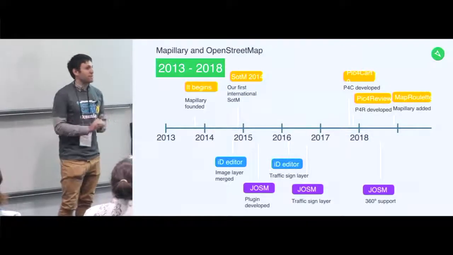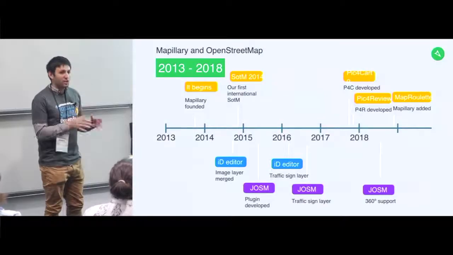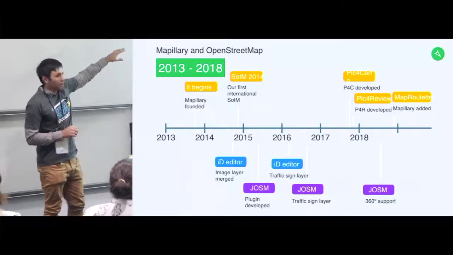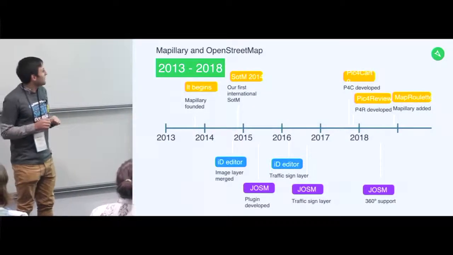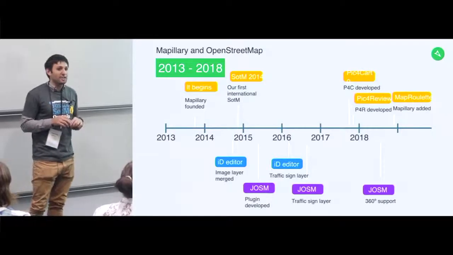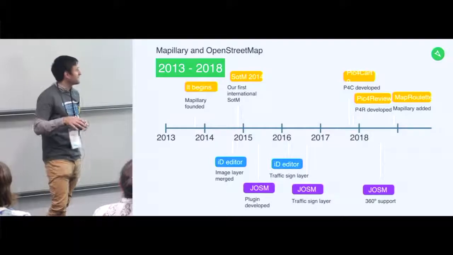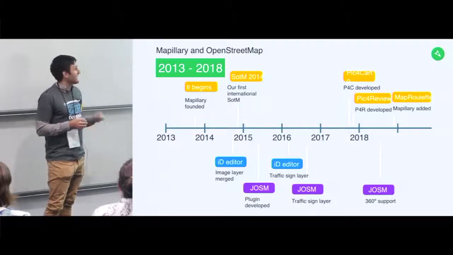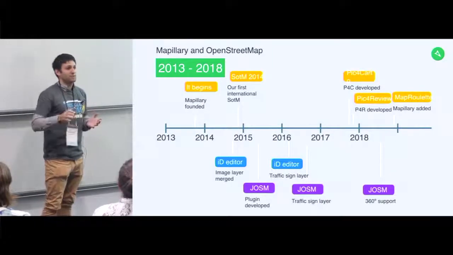We as a company were founded in October 2013, and since then we got involved with OpenStreetMap in the very early days. The first interaction was my colleague Peter, this crazy, awesome German guy who started hacking on iD Editor, which is one of the editing tools for OpenStreetMap. He put Mapillary imagery into that tool, and then shortly after that presented at his first State of the Map in Argentina. And that was where the critical momentum grew.